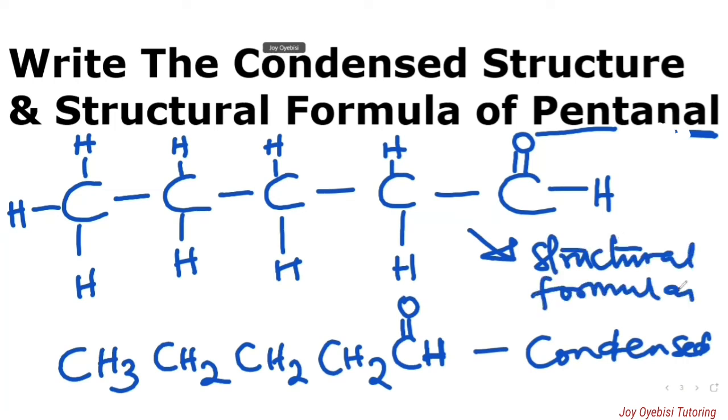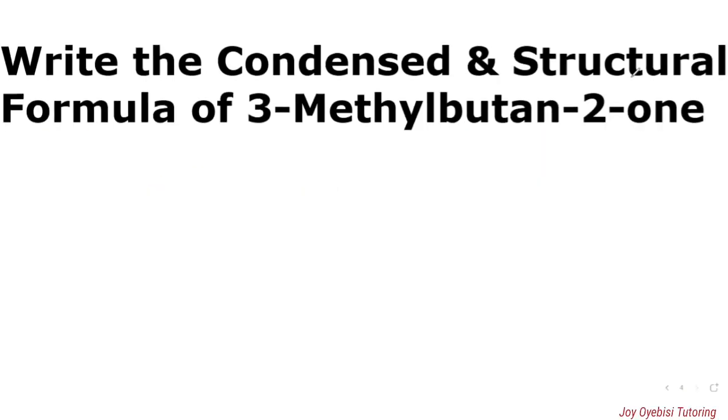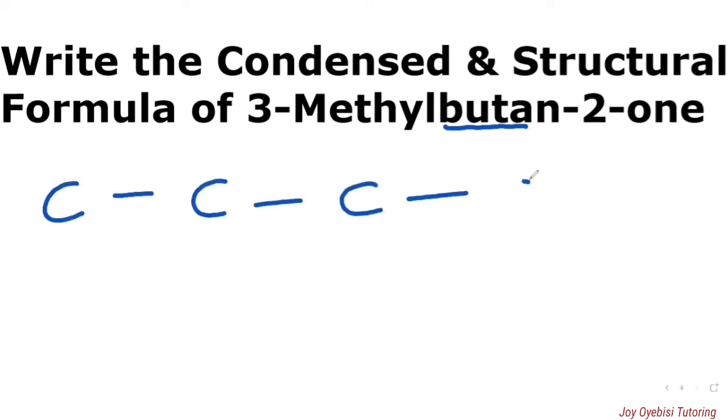The next question is to write the condensed and structural formula of 3-methylbutan-2-one. This is butane, which tells us that we have 4 carbons here, so we have 4 carbons drawn out. The second part is the -2-one, that means a ketone, and it is present on the second carbon. So you put the double bond O. And then on the third carbon, you have a methyl group. Put the methyl group here.